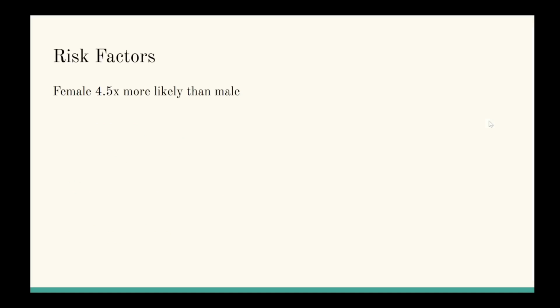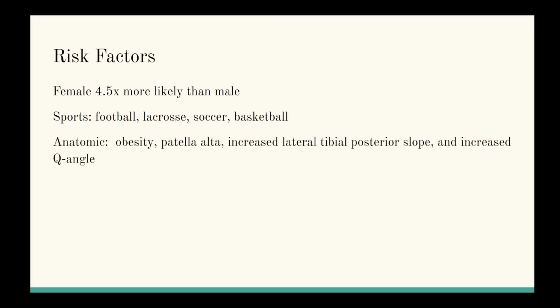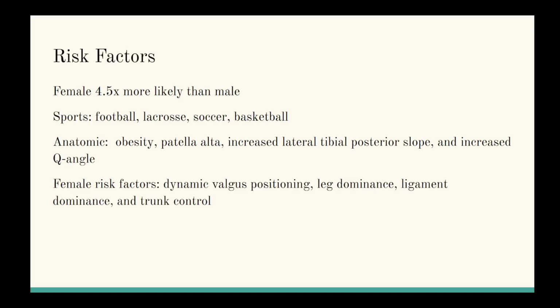Risk factors: it's much more common in women. Certain sports like football, lacrosse, soccer, basketball. There are anatomic predictors. Some of those are congenital, some like obesity are not. And then there are some female risk factors which have been identified, which are dynamic valgus positioning, leg dominance, ligament dominance, and truncal control.